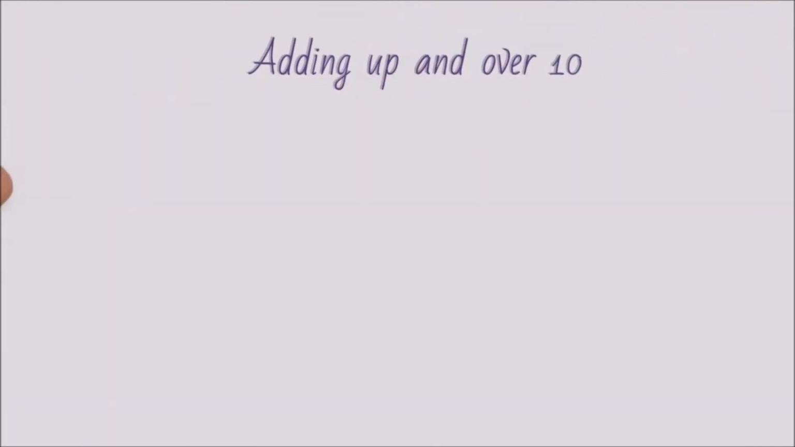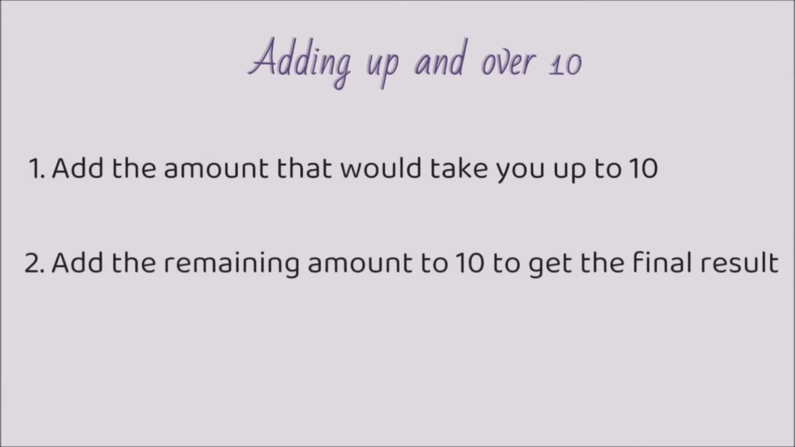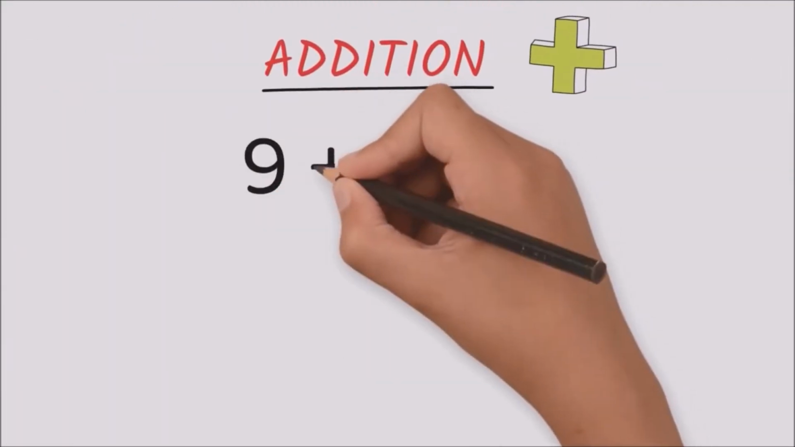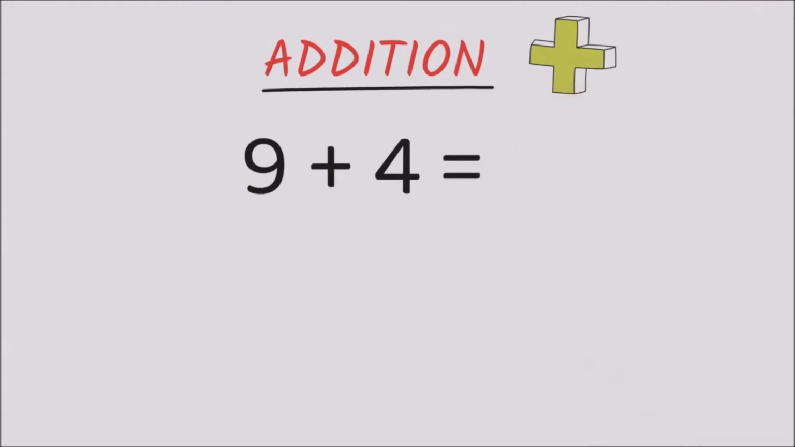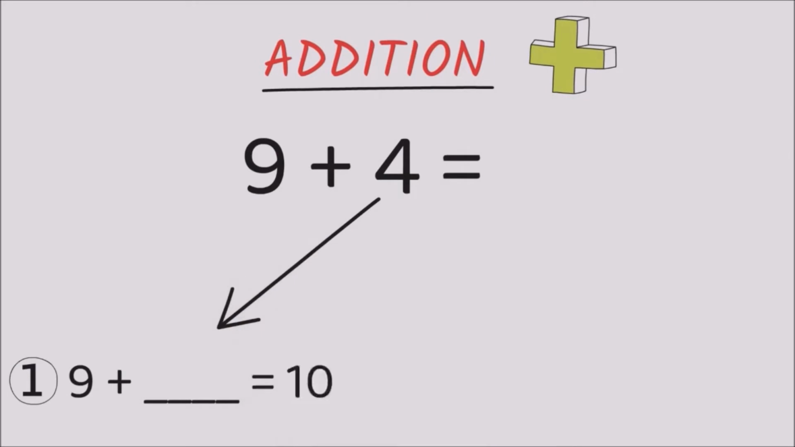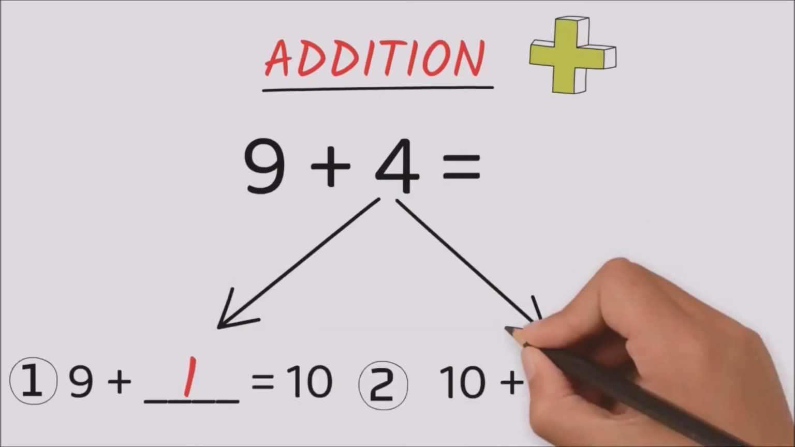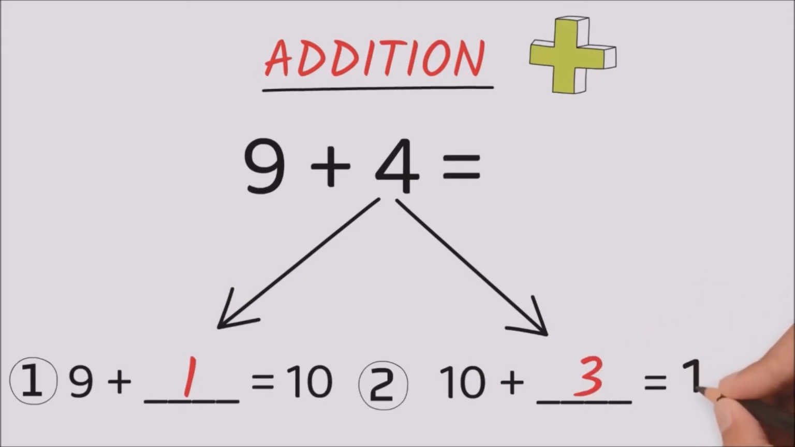So here are the two steps again. 1, we would add the amount that takes us up to 10, and then we would add what is left to 10 to get the final result. Let's try another example. What is the sum of 9 plus 4? So again, starting with the bigger number 9, we add up to 10. So it would take 1 to get up to 10. And then the second step is adding what is left. So adding 3 to 10 to get a result of 13. So 9 plus 4 equals 13.